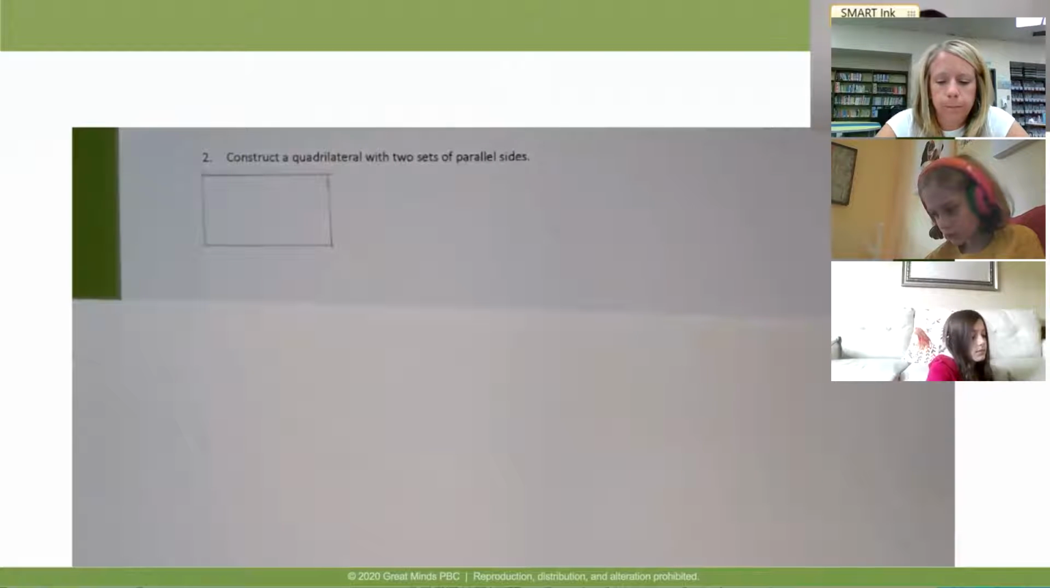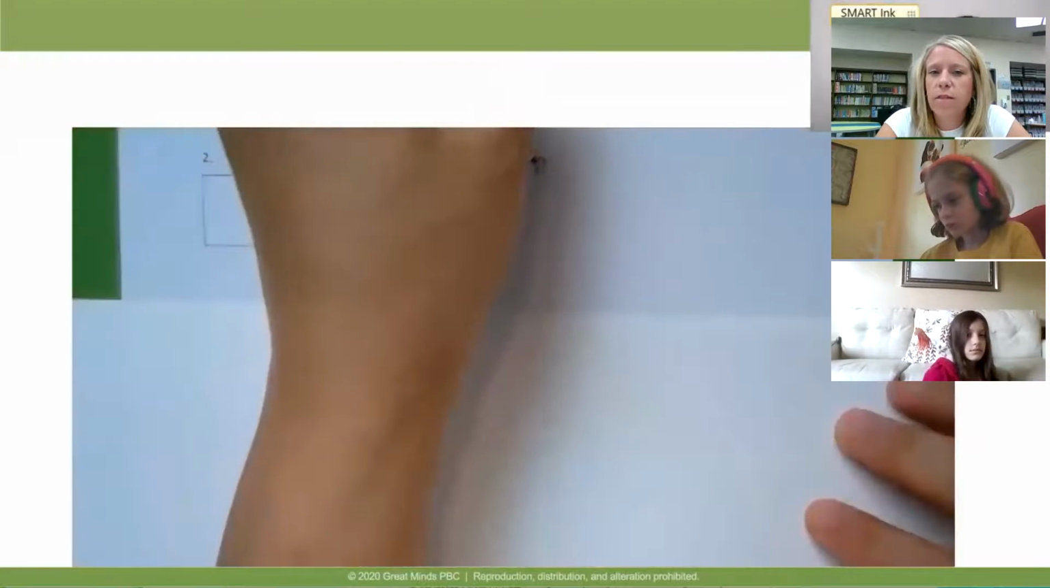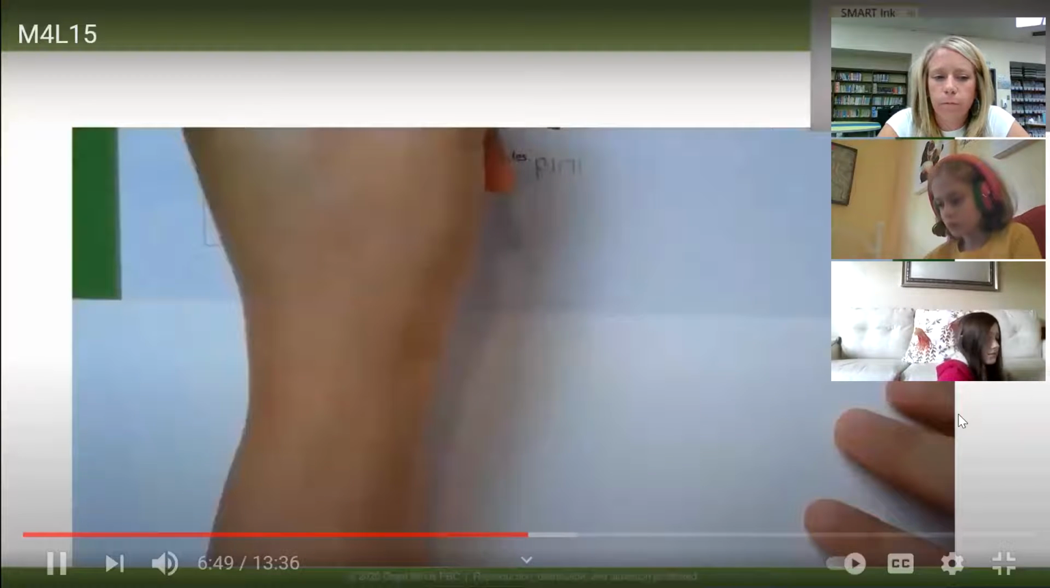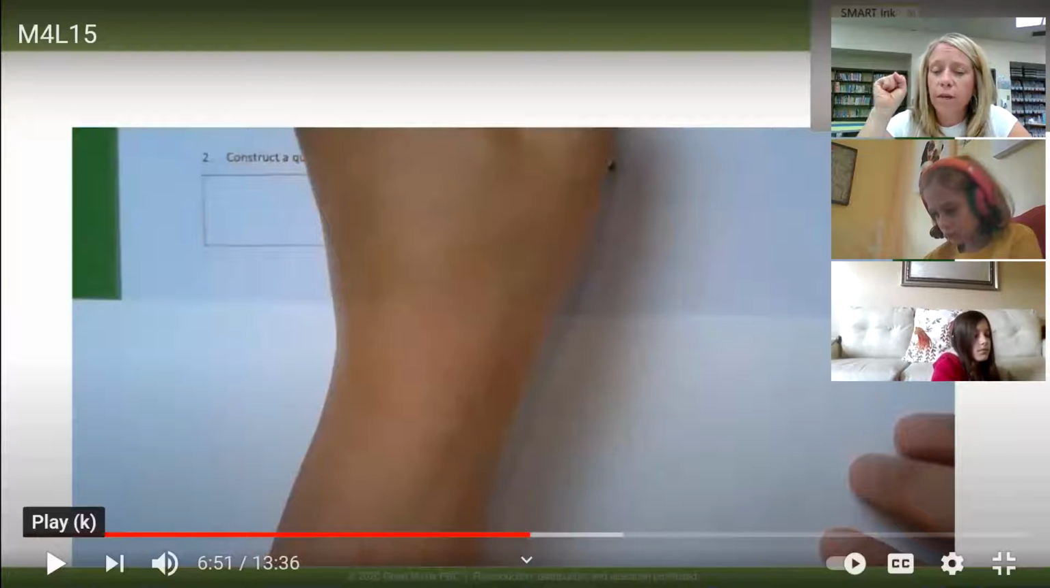We call quadrilaterals with two pairs of parallel sides parallelograms. Let's record that word for problem 2. Okay, so now we're going to write this down. P-A-R. So when a figure has two pair of parallel sides, it's called a parallelogram.